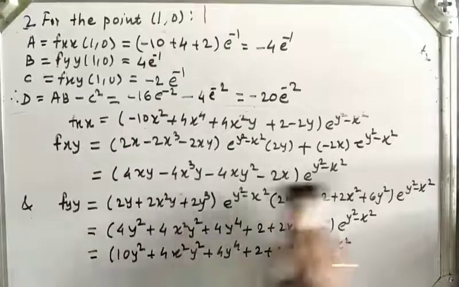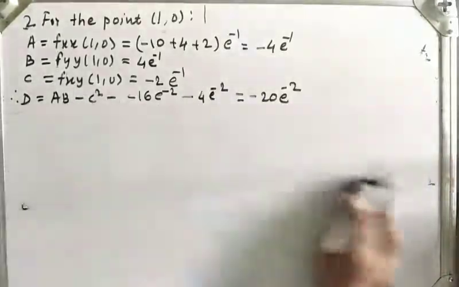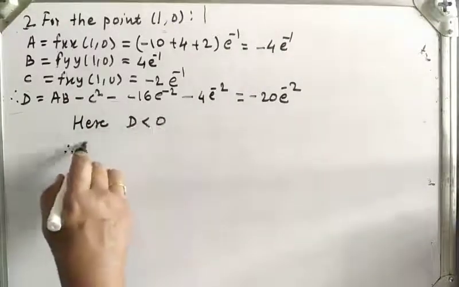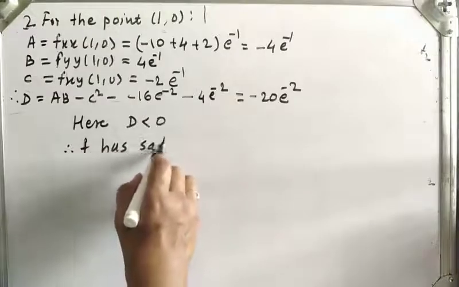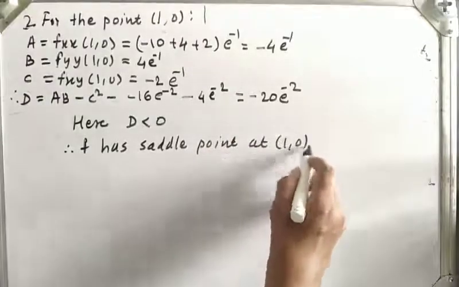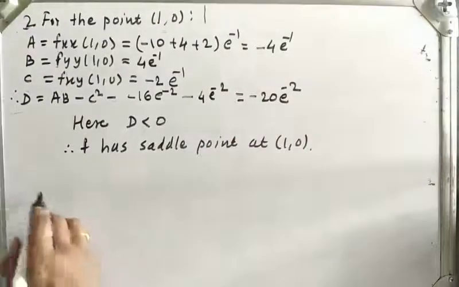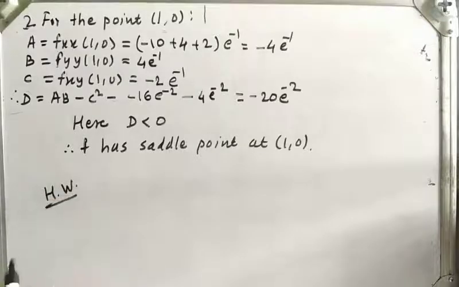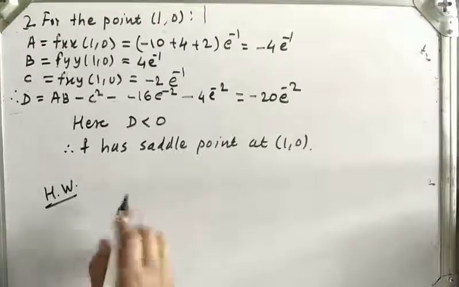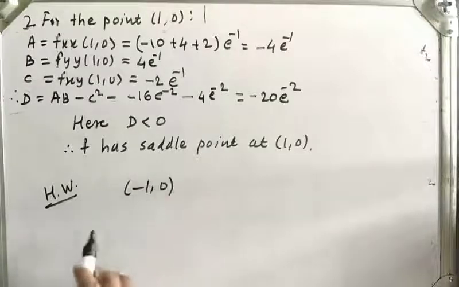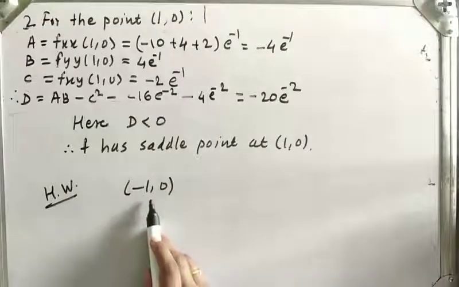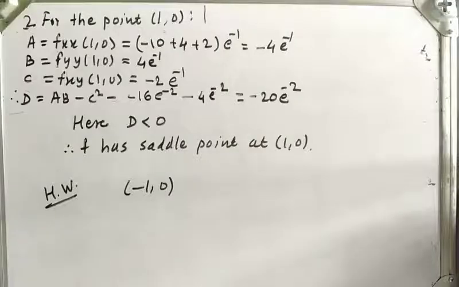So we can write here: D is less than 0, therefore F has a saddle point at (1, 0). Similarly, take it as homework. Similarly find out whether the third critical point, what was that? Minus 1, 0. Find out whether this point is local maximum, local minimum or saddle point. Okay, now let us solve the next example.